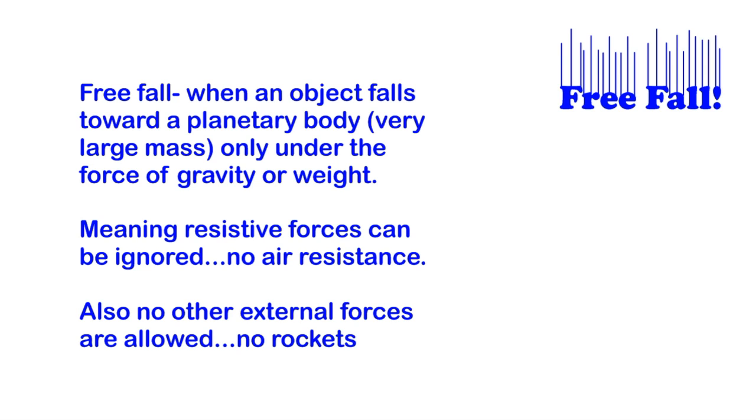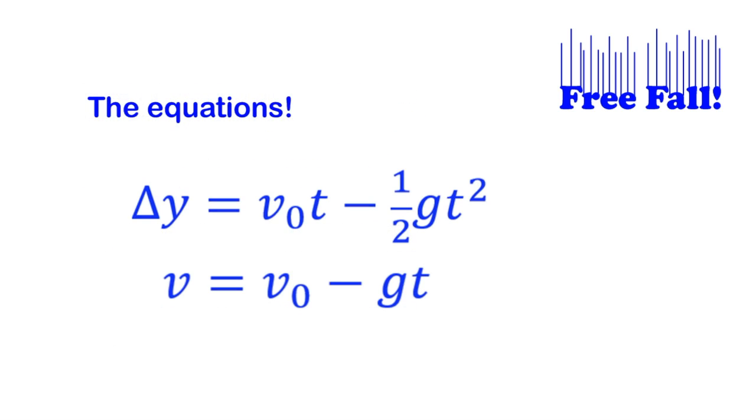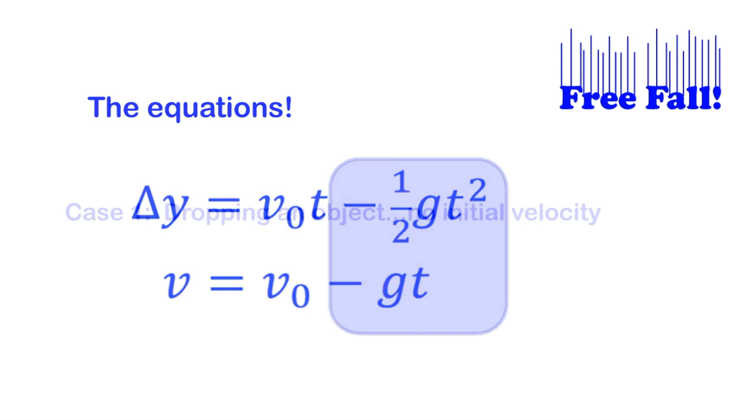So that's free fall. Now the equations for free fall: displacement is v0 times t minus 1/2 g t squared, and velocity is v equals v0 minus g t. Those are the basic equations. Let's look at an example.